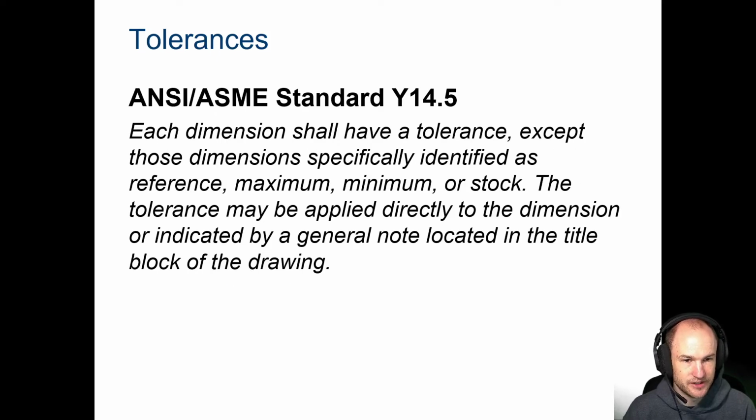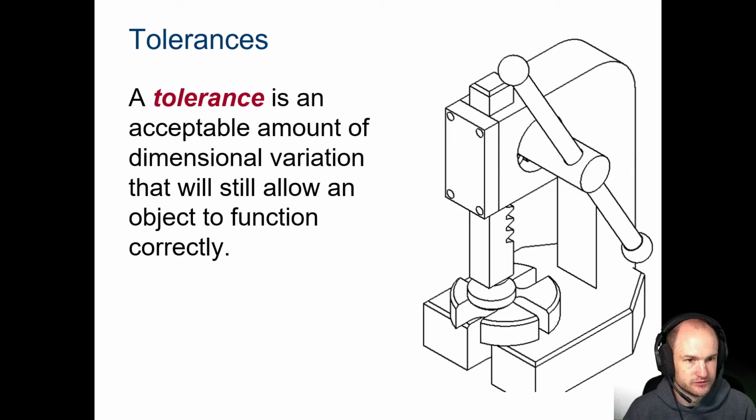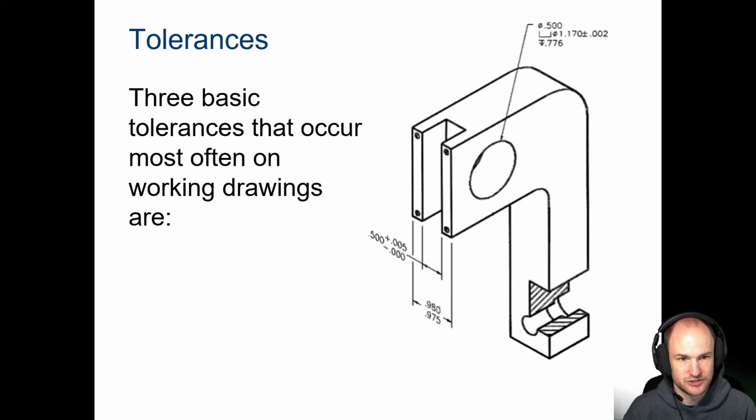And we've got different families. We've got ANSI, the American National Standards Institute, where each dimension shall have a tolerance, except those dimensions specifically identified as reference, maximum, minimum, or stock. The tolerance may be applied directly to the dimension, etc. So, if we're looking at tolerances, we've got different ways of doing it. And as far as this is going, like I said, it's an acceptable amount of variation.